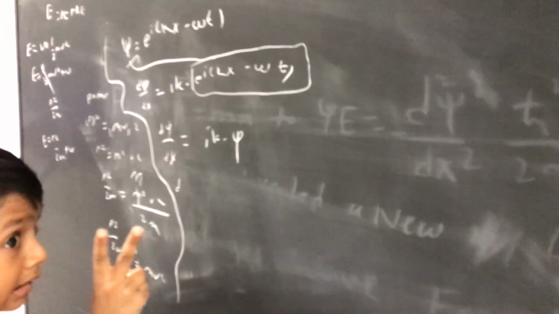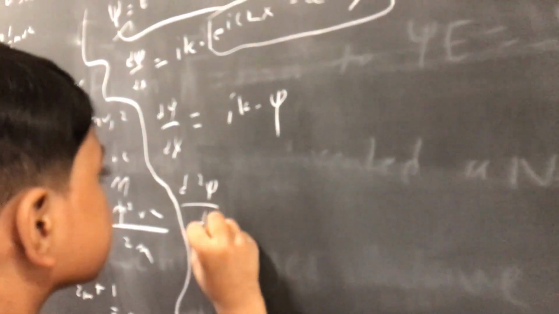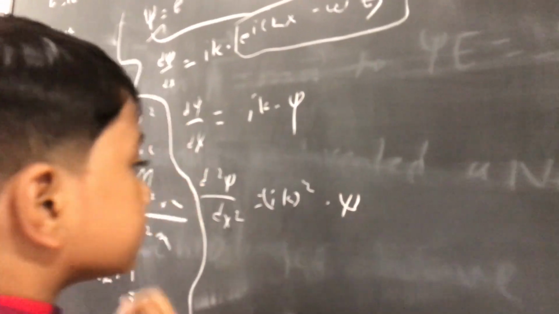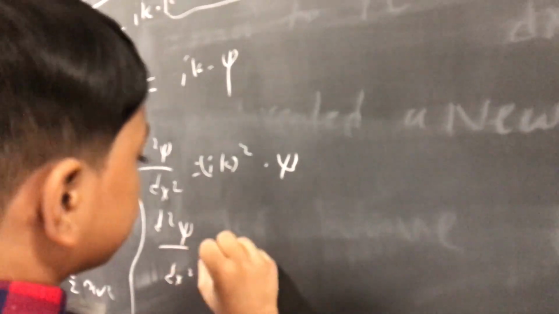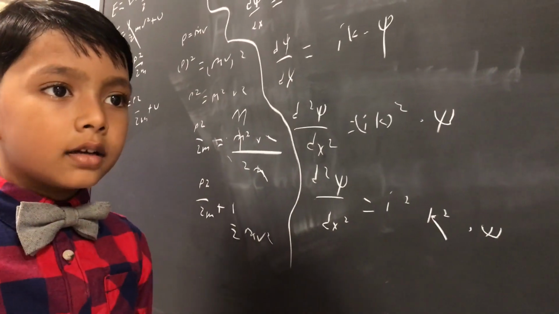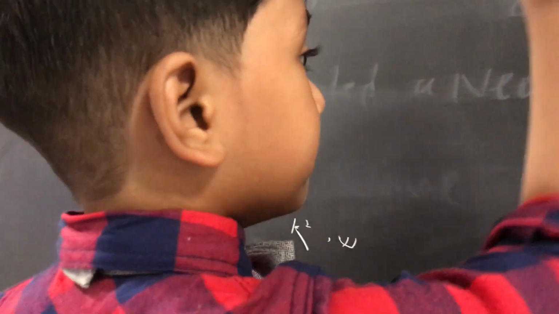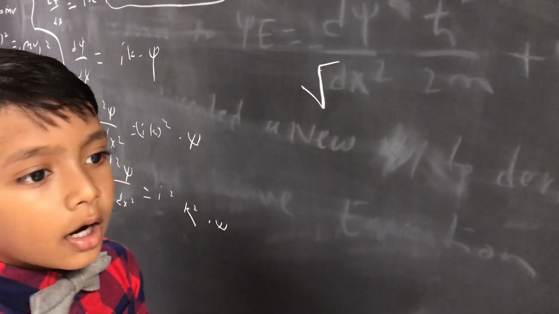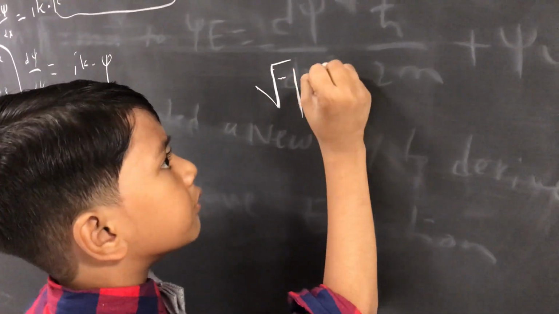Now let's take the second derivative of psi. d squared psi over dx squared equals (ik) squared times psi. So d squared psi over dx squared is i squared k squared times psi. But wait, i is not just any variable or something. It's an imaginary number. Its value wasn't known until scientists wanted to set a value for it. The square root of -1 is i.